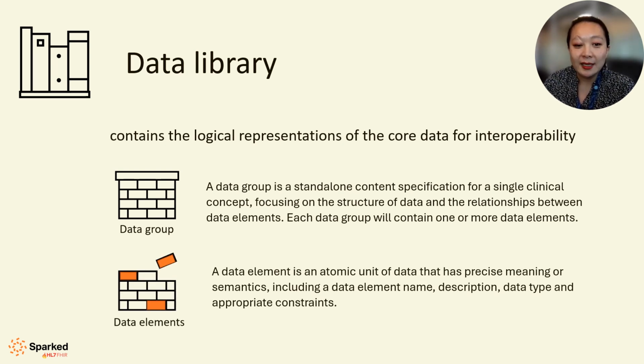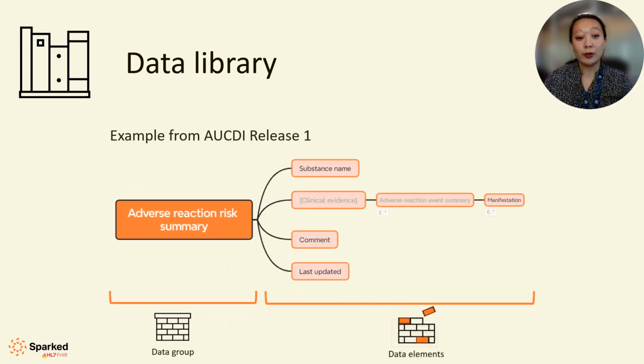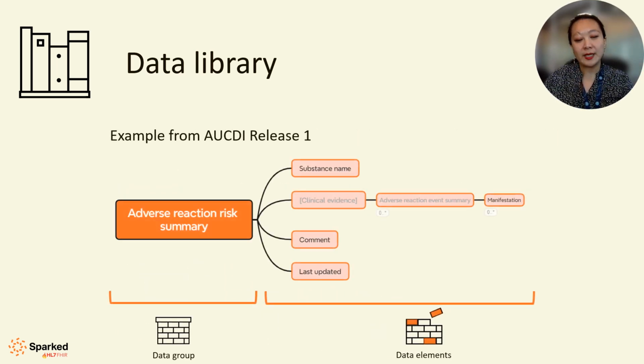Each data group will contain one or more data elements. A data element is an atomic unit of data that has precise meaning or semantics, including a data element name, description, data type, and appropriate constraints. It incorporates codes or value sets from a terminology system where relevant. For example, one of the data groups in the AUCDI is the Adverse Reaction Risk Summary. Example data elements belonging to this data group are the substance name, manifestation, comment, and last updated.